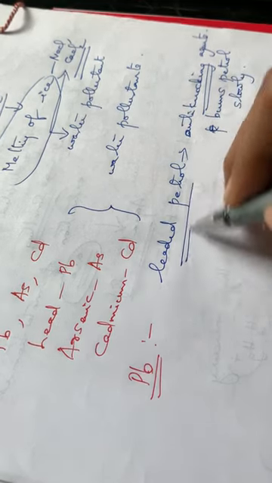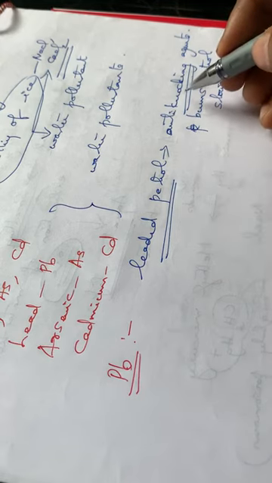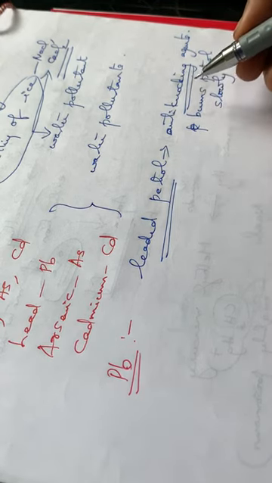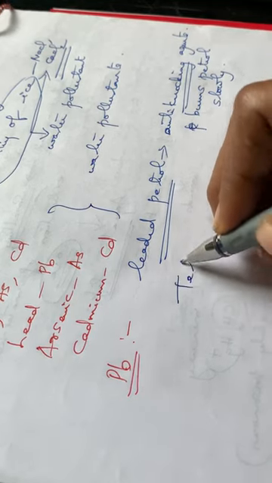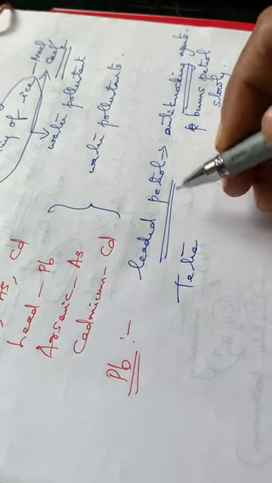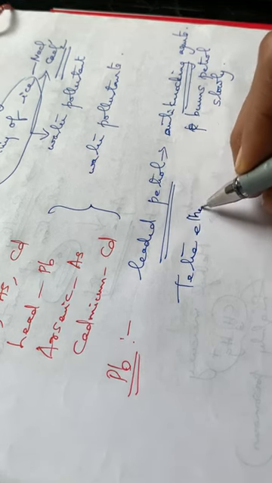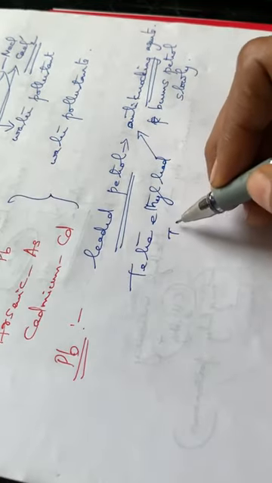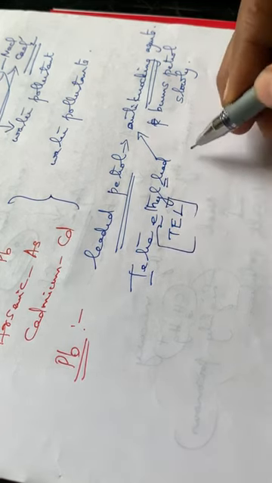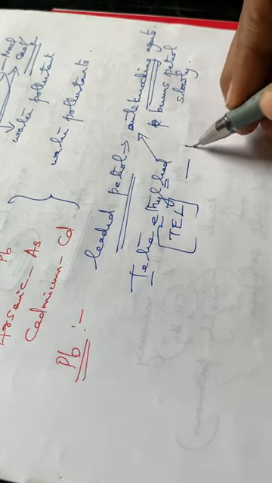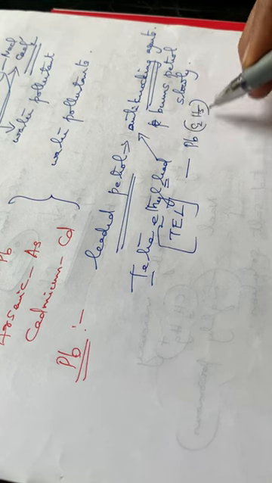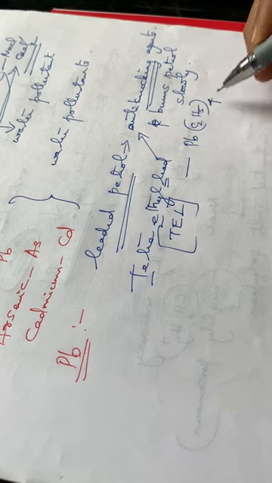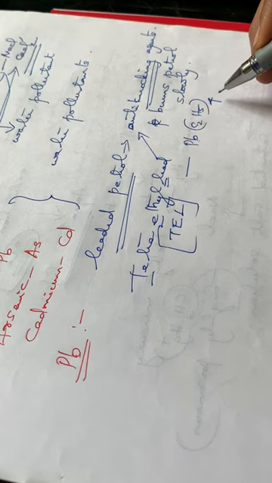So in leaded petrol, the compound used as the anti-knocking agent is tetraethyl lead. This is also one GK question, PSC question. Tetraethyl lead is an anti-knocking agent, and the short form is TEL. It makes the petrol burn slowly. The formula for tetraethyl lead is Pb(C2H5)4. C2H5 is the alkyl group or ethyl group.